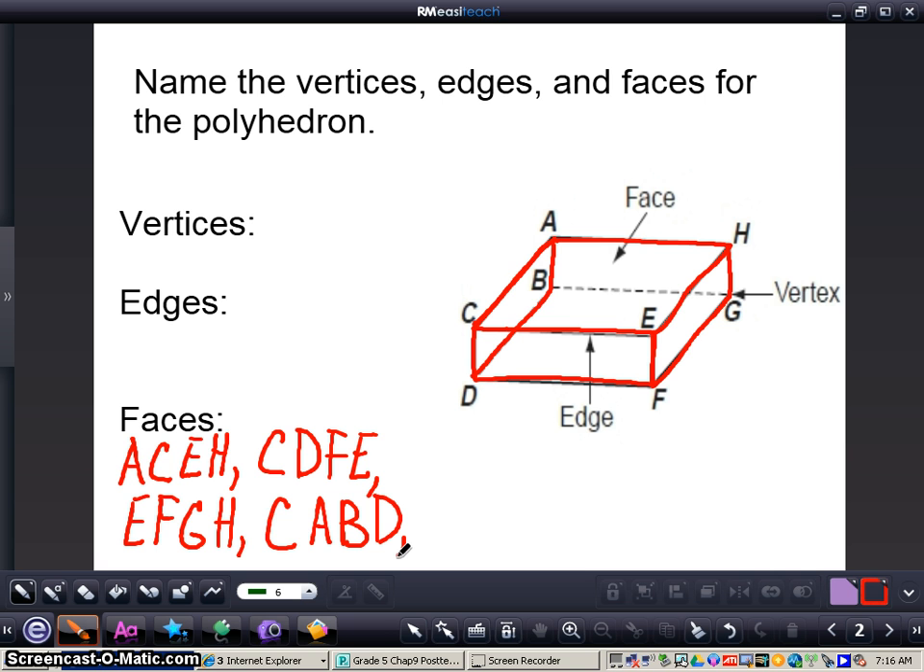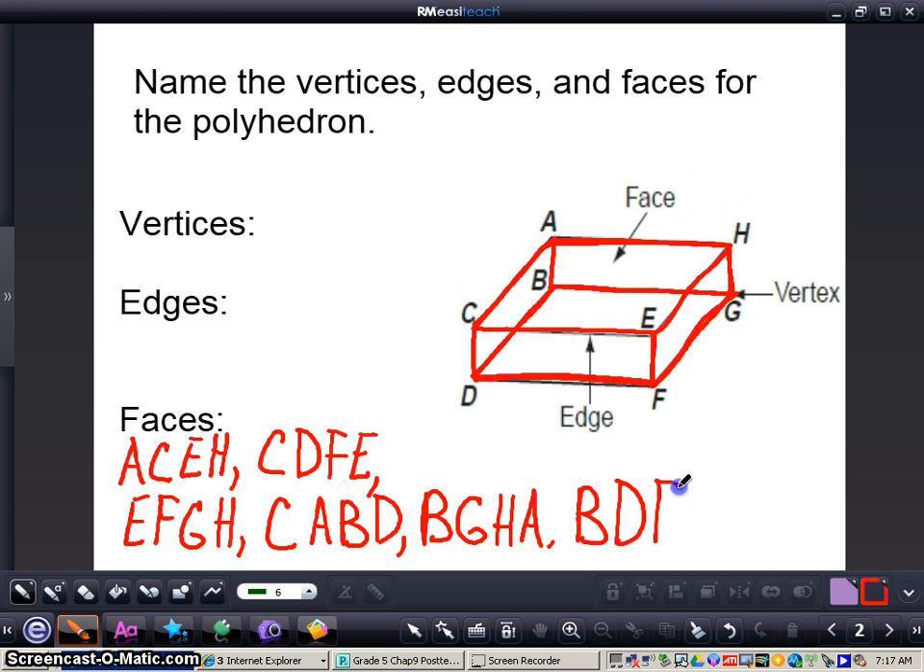Okay, an example of another face that I have: B, G, H, and A. And one final face that is very easy to forget is the bottom face, which is B, D, F, and G. You can see that makes a face right there. So B, D, F, and G.